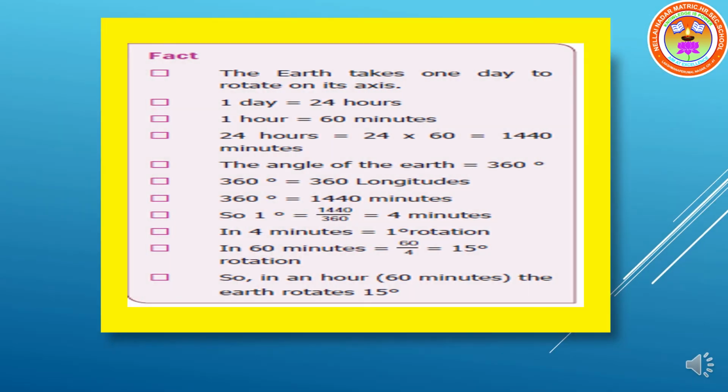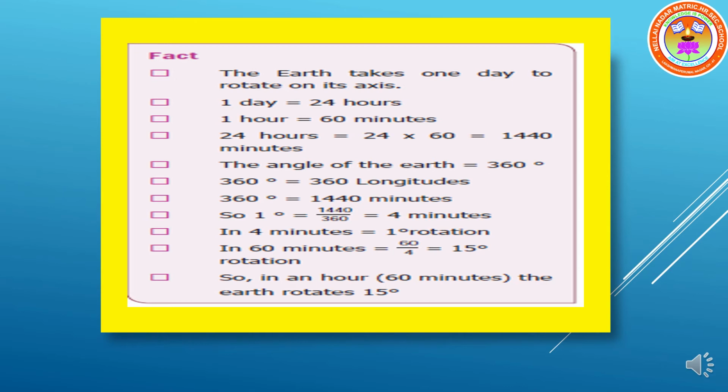We have the fact that the Earth takes 1 day to rotate on its axis. For 1 day, we have 24 hours. We already know for 1 hour, we have 60 minutes. So, for 24 hours, that is 24 into 60, we have 1440 minutes. The angle of the Earth is 360 degrees, and we have 360 lines of longitude. So, Earth takes 24 hours to rotate 360 longitudes. For 24 hours, we are going to write 1440 minutes.